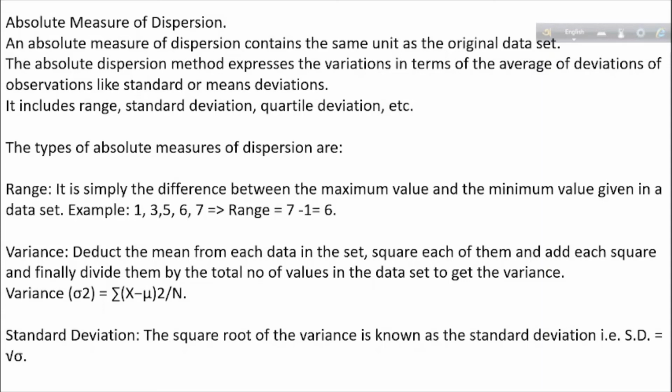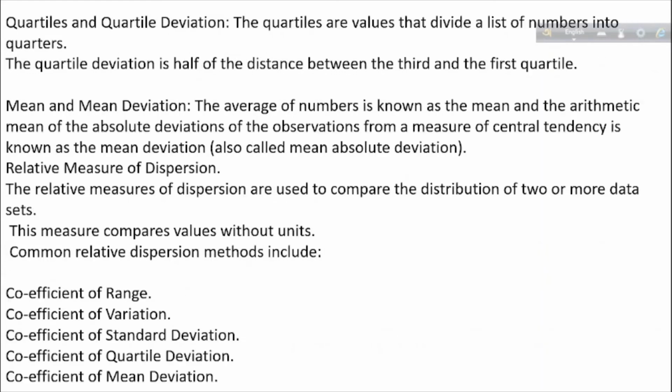Variance. Deduct the mean from each data point in the set, square each of them and add the squares, and finally divide by the total number of values in the dataset to get the variance. Variance, sigma squared, equals the sum of (x minus mu) squared divided by n. Standard deviation. The square root of the variance is known as the standard deviation, i.e. SD equals sigma.